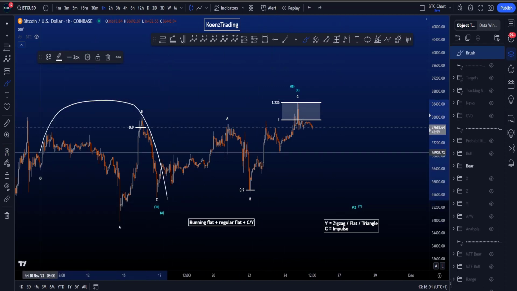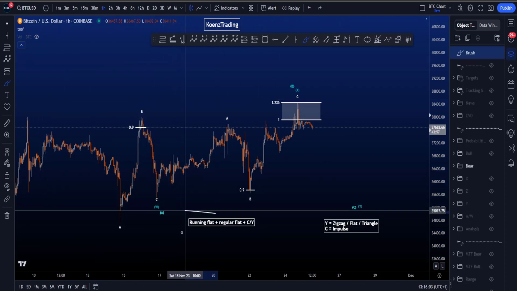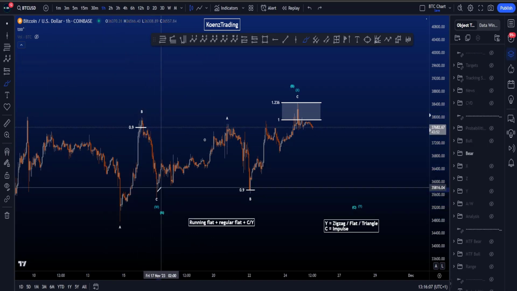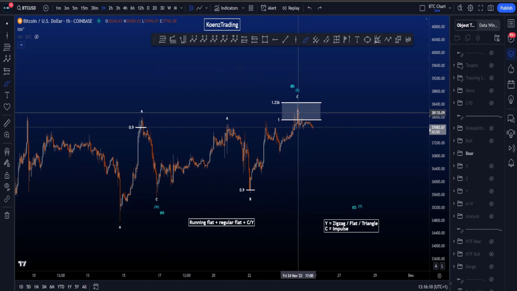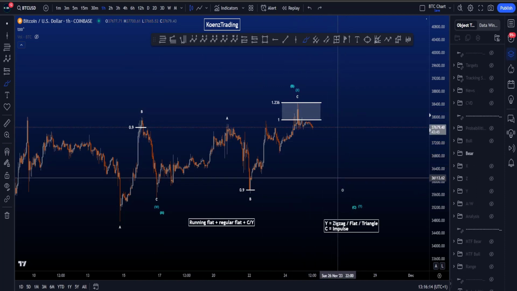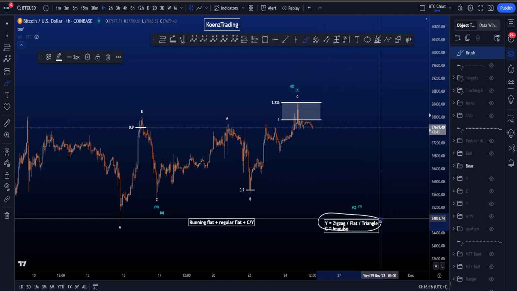Now in this first structure, wave W, we're then looking for a running flat in a 3 wave A, 3 wave B, 5 wave C to the downside. Then we have the regular flat, and then we're looking for a higher probability at least for a wave Y to the downside, where a wave Y can be a zigzag, a flat, or a triangle.